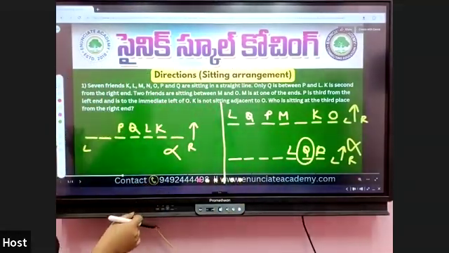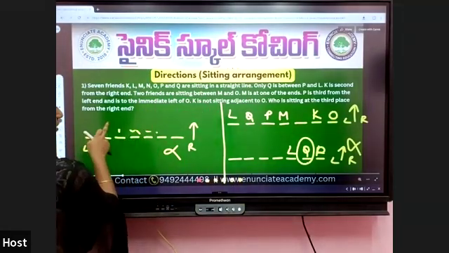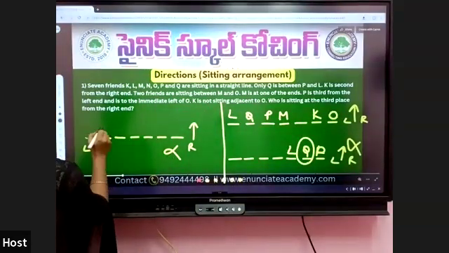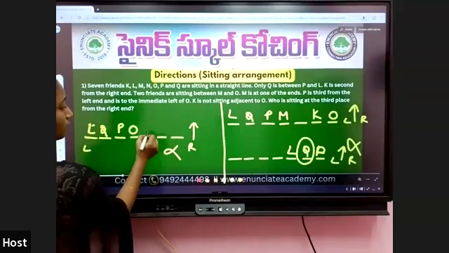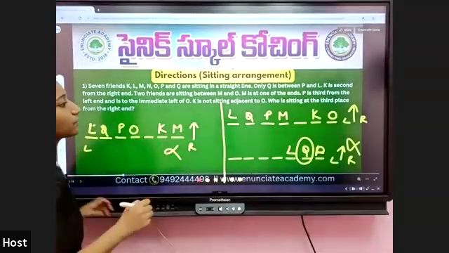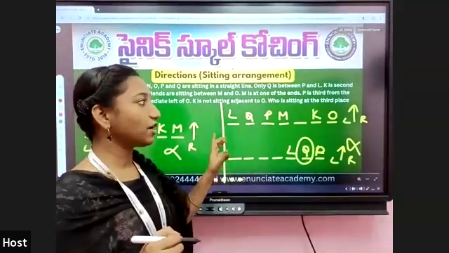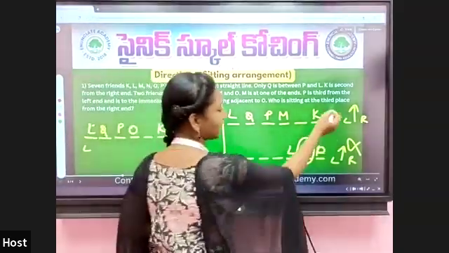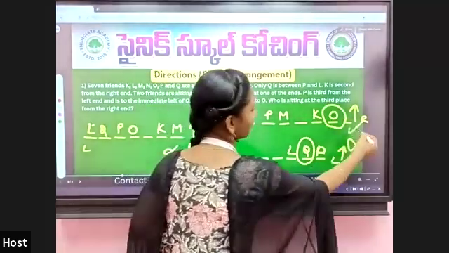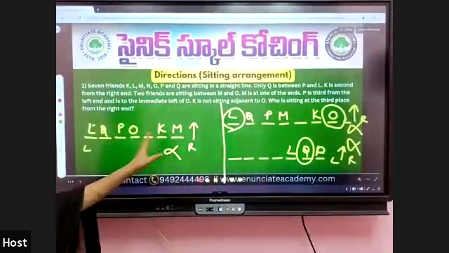Okay. So we need to draw another assumption. Let us draw the same assumption. L, U, P, O, K, M. Okay. M is at one of the ends. M should be at one end. Here M is not at the end. So this assumption is also wrong. Here M is at one end.